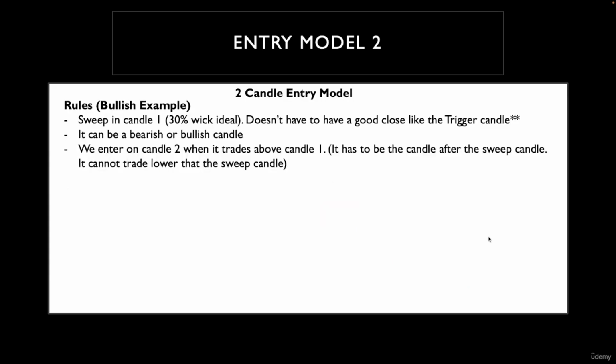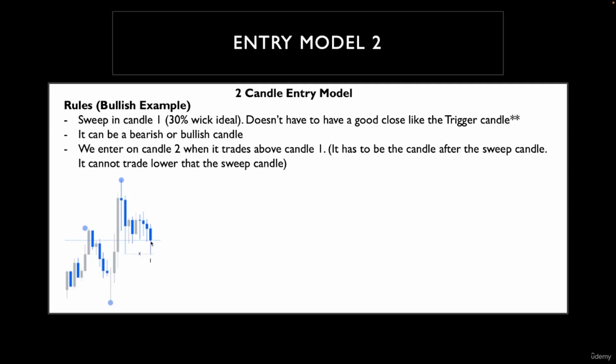Now, let's get straight into it. I'm going to go through a bullish example, and you can just assume that for bearish examples, everything is inversed. So step number 1 in this new model, there are 2 candles that we're interested in. This first candle, we're looking for a sweep of liquidity and aggressive reaction out. And we see that in just a 30% wick, as you can see here.